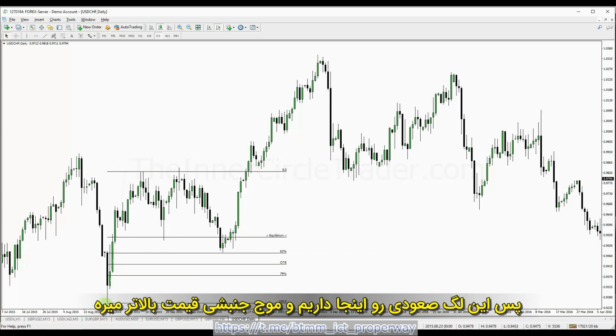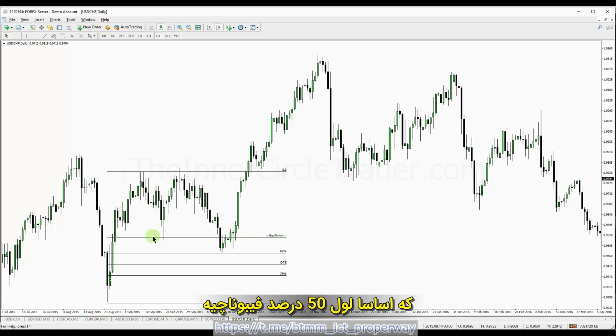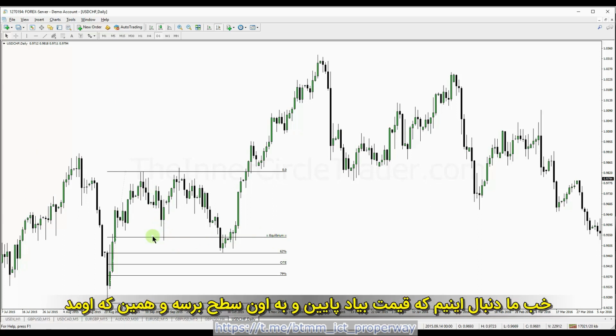Okay, so we have this price leg up. So impulsive price swing goes higher. As soon as we get 3 candles, then and only then will we start watching for price to come down to the equilibrium price point. And that is basically the Fibonacci level 50%. Okay. We're looking for price to come down to that level.